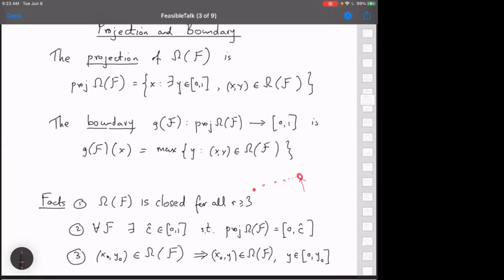So the feasible region is closed. That was fairly nice and pretty. The second easy fact is that the projection goes from 0 to some point, and then it ceases to exist. Now, what does this mean? This means that it can't happen that this is in the projection, and this is in the projection, and this is not there.